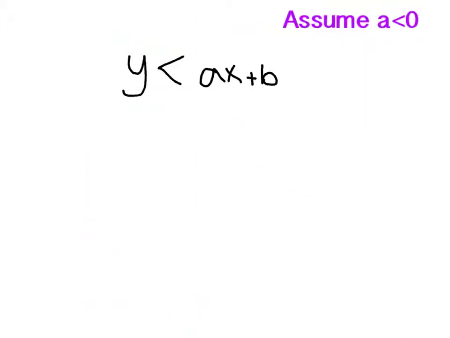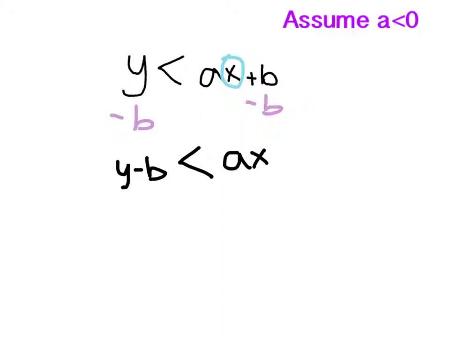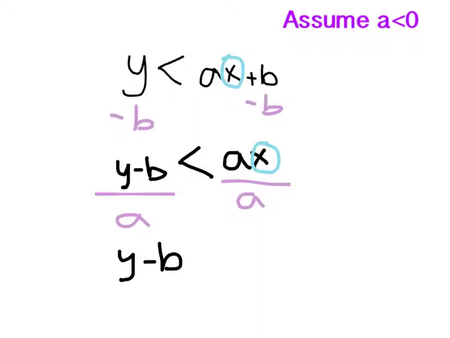In this problem, we're solving for x. Our first step towards isolating the variable would be subtracting b from both sides, which leaves us with y minus b is less than a times x. X is still our variable, so I'm going to circle it again just to keep track of it. Our next thing would be to divide by a. This leaves us with y minus b over a is less than x, our variable.